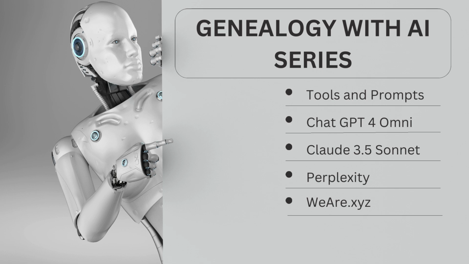The first 3 come under the heading of AI. First one is GPT-4 Omni. The second one is Claude 3.5 Sonnet. And the third one is Perplexity. The fourth part of my squad is the weare.xyz program, which is specially designed for your family history archives.